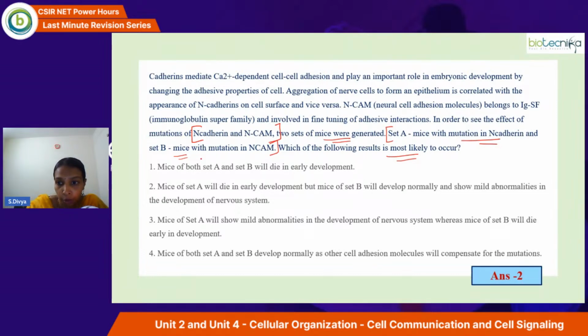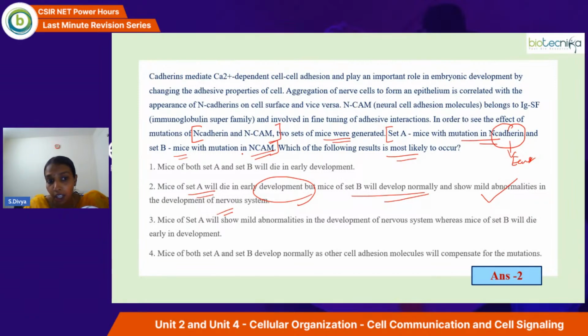Why? Because you know that cadherin is required for early embryonic development. That's why the mice of set A will die early in development. But NCAM is required for proper adhesion interaction. That's the reason the set B mice will develop normally but will have abnormalities related to the nervous system, because this is a neuronal CAM.